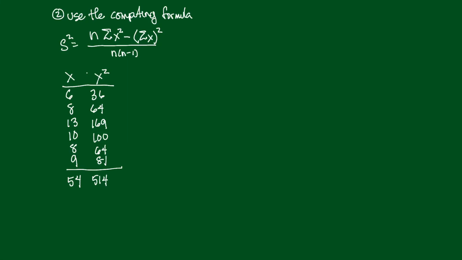Let's put everything into our formula. So s squared is going to be n, which is 6, times the sum of the x squareds, which is 514, minus the sum of the x's, which was 54, but then I square it. Minus 54 squared, all over n times n minus 1. 6 times 6 minus 1.